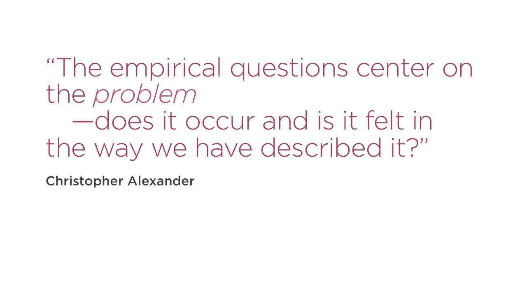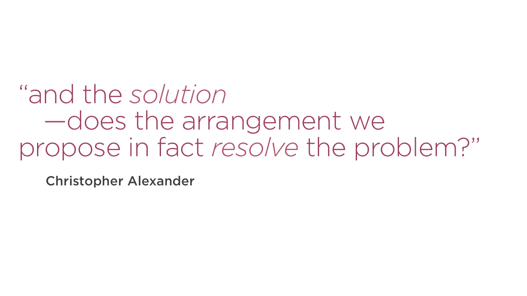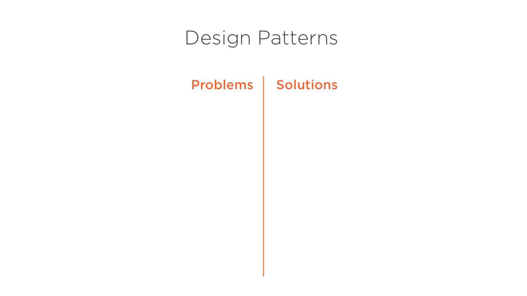And the empirical question centers on the problem. Anytime we're doing design patterns at all, it always starts with a problem. What's the particular problem we're trying to solve, and what design pattern will help us fix that? And the solution, does the arrangement we proposed, does the code we're going to write in fact resolve the problem? And I'll give you some examples of some things that Christopher was dealing with, and then we'll look at some stuff that we deal with in code.